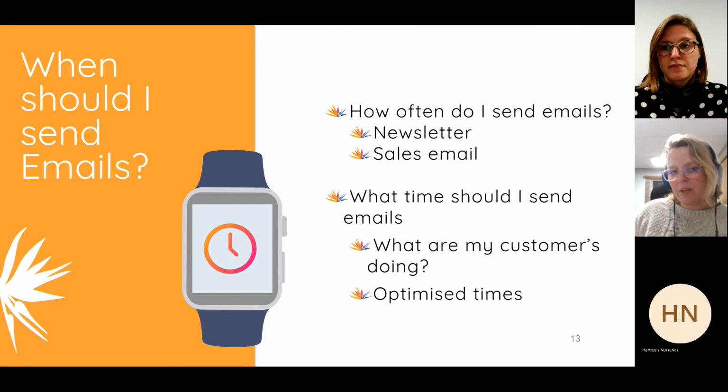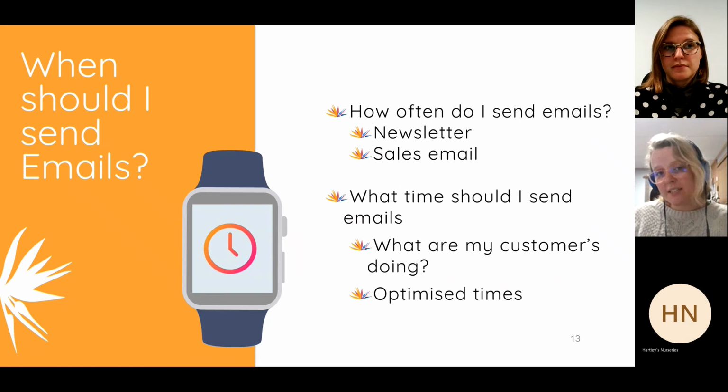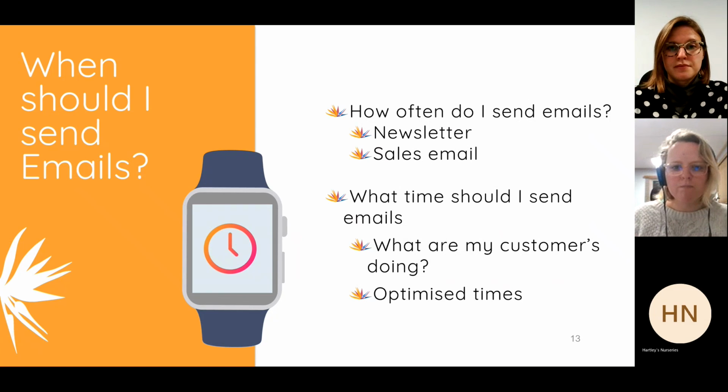MailChimp is clever enough, it's one of their paid features, to tell you what the optimum time for your database is. So for Flowers by Naturalis, that's about 2 o'clock in the afternoon. Whereas for Strelitzia, because we're talking to florists rather than consumers, it's either 4 p.m. or 6 p.m., sort of before or after closing time, when they may be a little bit quieter or they're just checking their emails.